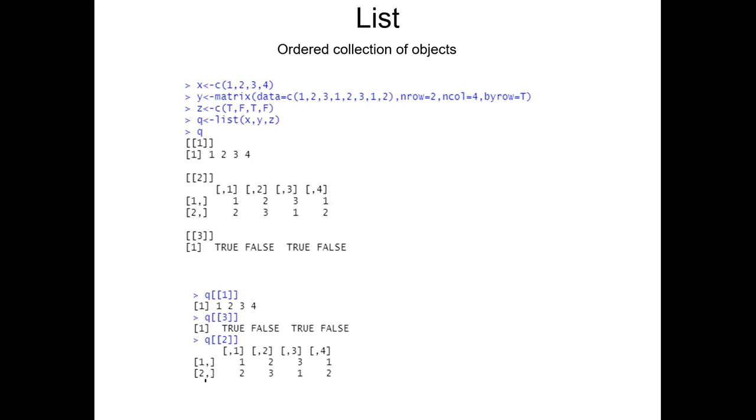So here you can see the list has, for each position of the objects, these double brackets. So double bracket 1 at the top designates the vector X that we stored in here. And double bracket 2 is the matrix, and double bracket 3 is that logical vector. And you can access each of those within that list by just typing the name of the list and the double brackets and the number that you're interested in, as I'm showing below there. And this becomes important in some programming.